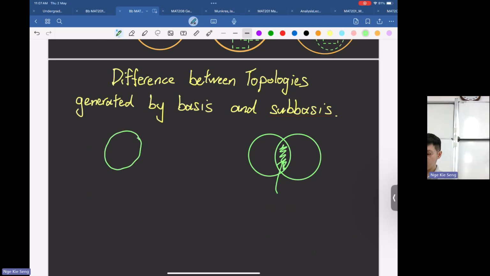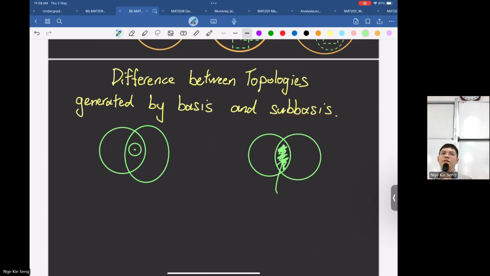Does it make sense? If I just take a basis with open balls, the intersection might not be an open ball. So you need a smaller open ball that lies inside this intersection. But subbases solve this problem, because I just declare this intersection to be open also. Even though it doesn't look like an open ball anymore, it is an intersection of two open balls. So this is the difference between the two. Any questions?